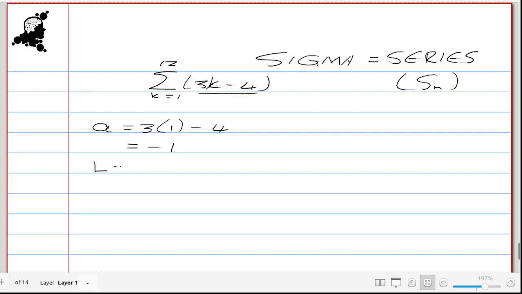I can calculate the last term by substituting the top value into the expression. So 3 times 12, that's 36. 36 minus 4 gives us 32. Here's something interesting. The common difference is always the coefficient of the variable. The common difference is 3. The number of terms is going to be the top number minus the bottom number plus 1, which is going to give you 12.